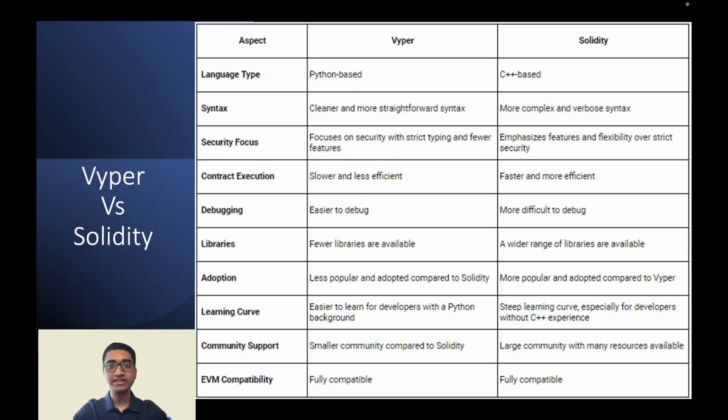So going with either of them is a matter of personal preference. It's not a matter of whether you will get a better experience in one or the other. It's just that based on your use case, based on your background, and based on what you want to get out of the smart contract which you're writing, you can make a decision between Vyper and Solidity. Both of them have very good, very extensive documentation.